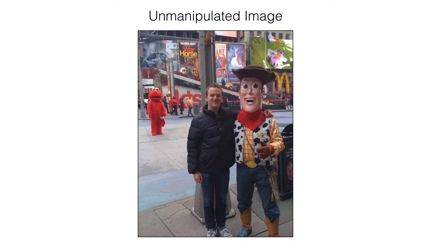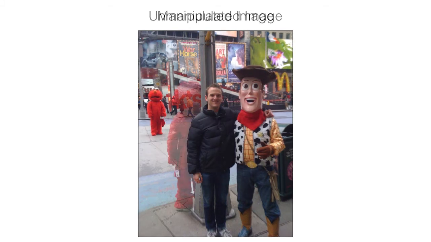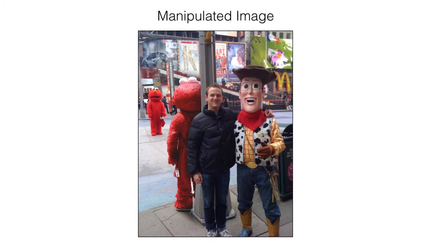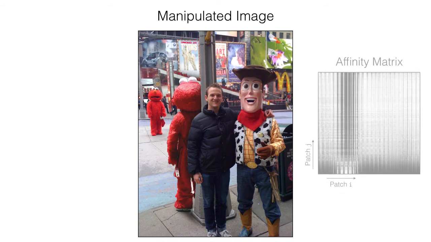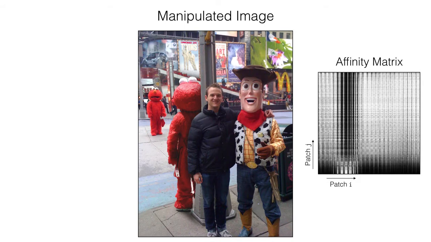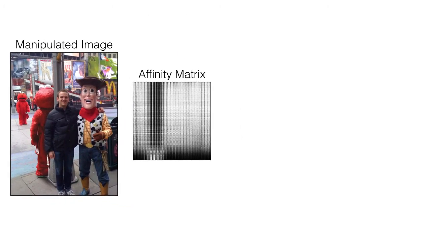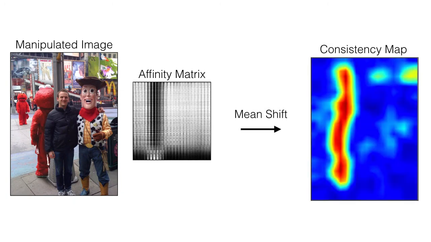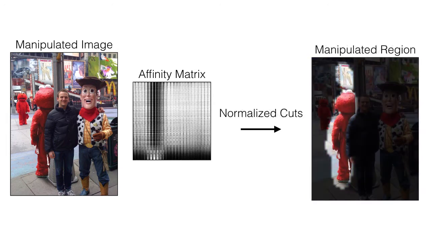Once we have trained this model, we can use it to detect spliced images, like this one. We take pairs of image patches and ask our network how consistent their metadata is. From these pairwise comparisons, we create an affinity matrix. We can then use a mode-seeking algorithm, mean shift, to compute the overall consistency of the image. Or we can use spectral clustering to visualize the spliced region. Here are some results that our model produced.